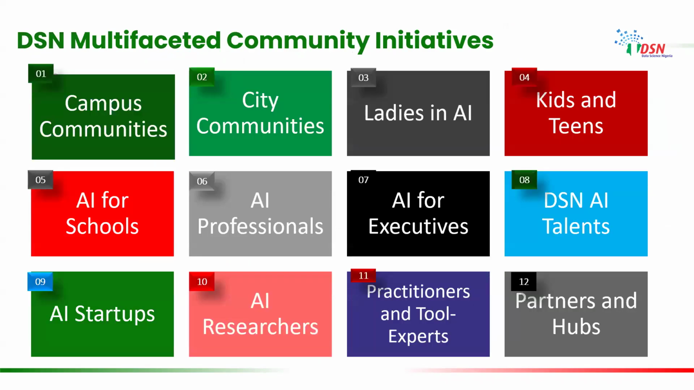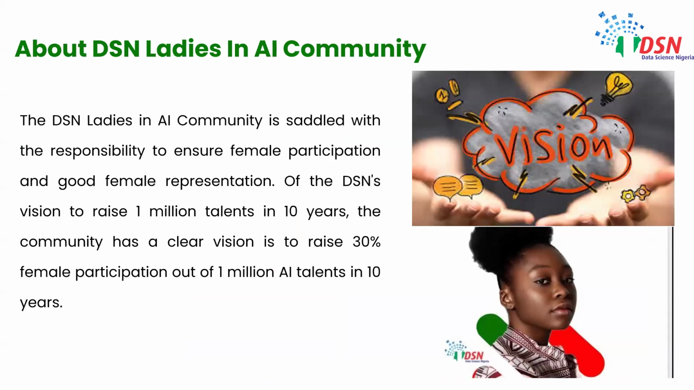And this is the segment in the community. This is how we've been able to categorize everybody into the community, and how we deliver value for everybody in it. We have our campus community, AI for schools, AI researchers, kids and teens community, and AI startups. So everybody belongs to a particular segment in the community. We also have the DSN Ladies in AI community, a dedicated community for females.